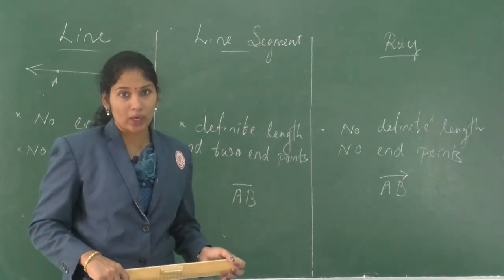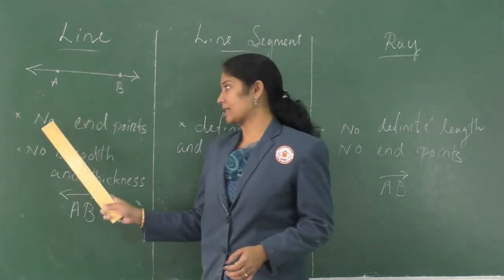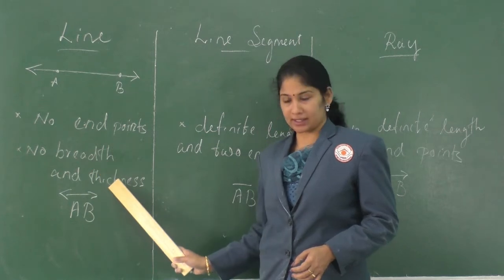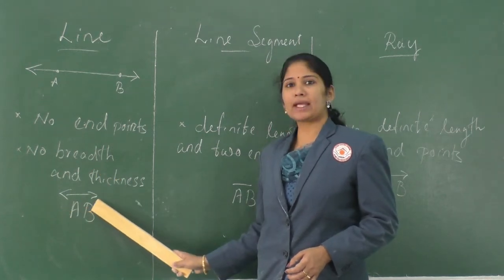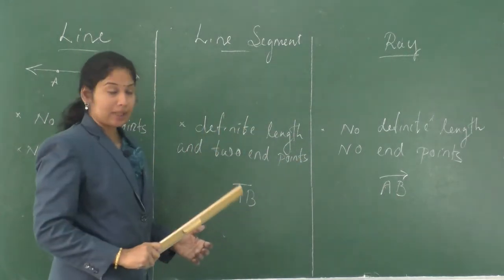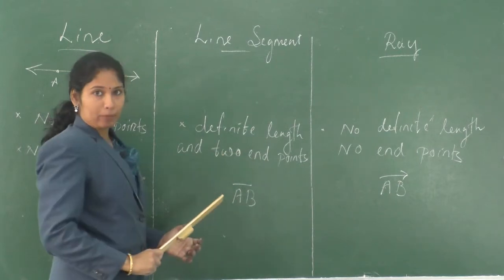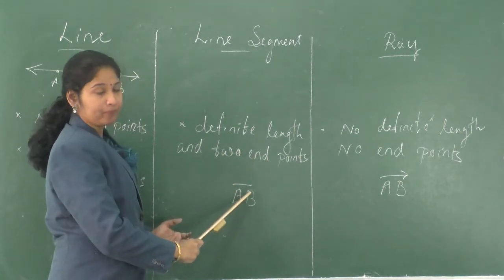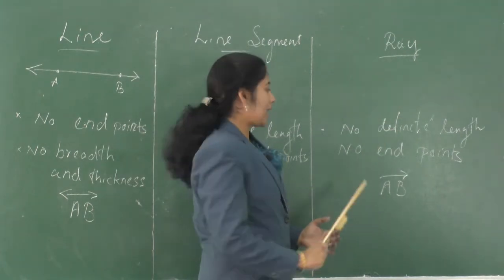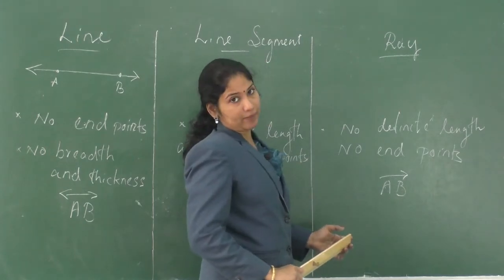Children, let's summarize what we have learned so far. What is a line? Yes. A line has no end points and no breadth and thickness, and we denote it as AB. And what is a line segment? It has definite length and two endpoints, denoted as AB. And what is a ray? A ray has no definite length and no end point. We denote it as ray AB.